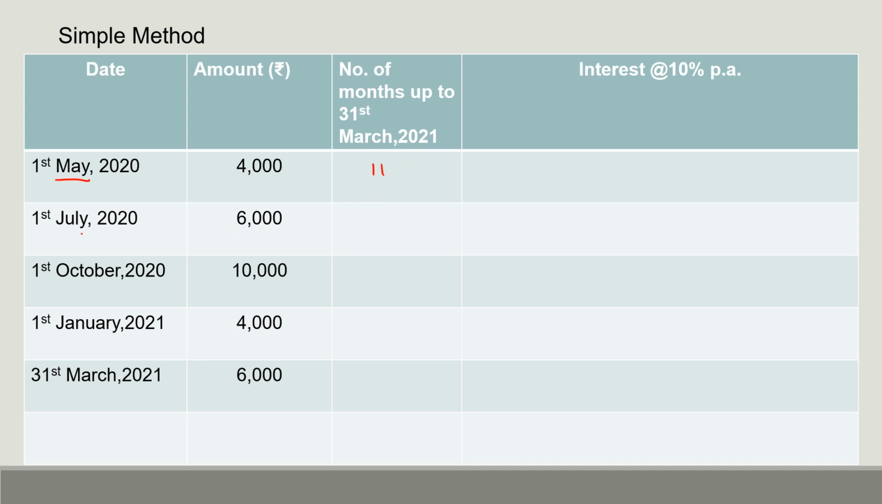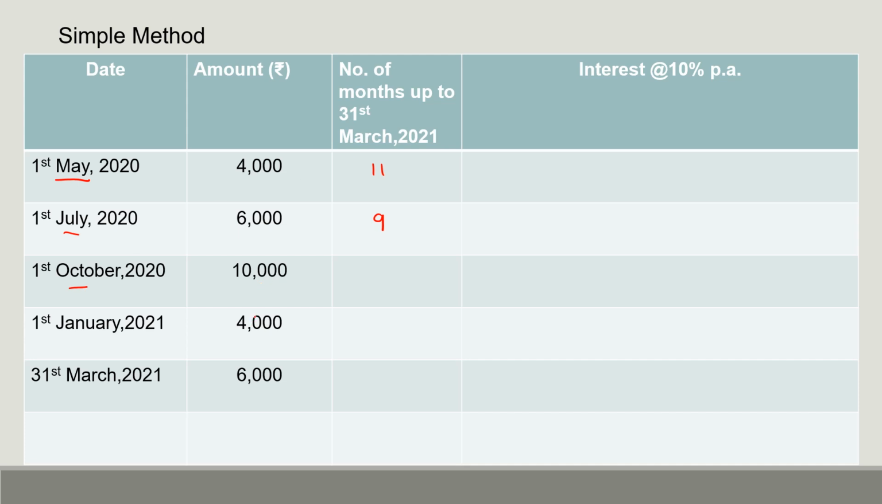We go to the next drawing. It was made on 1st July. So calculate the period from 1st July to 31st March. So July month, August, September, October, November, December, January, February, March. It comes to 9 months. The next is on 1st October, withdrawal of 10,000. So from 1st October till 31st March, calculate the period.